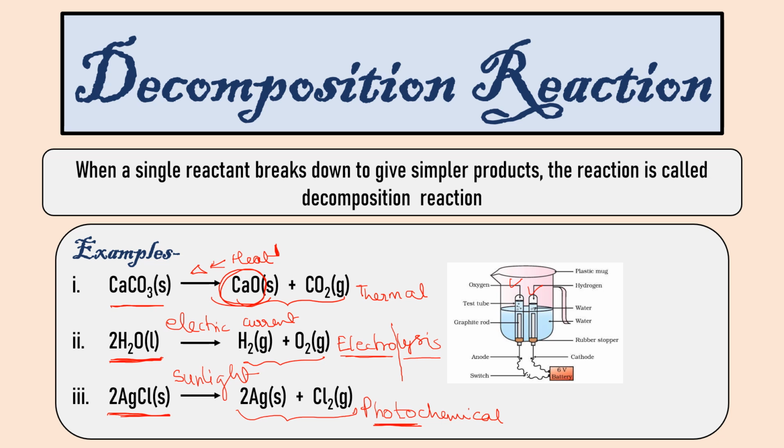So we can say decomposition reaction is of three different types. Thermal decomposition when it takes place in presence of heat. Electrolysis when the breaking down of one single reactant into two or more products takes place in presence of electric current. And when one single reactant breaks into two or more products in presence of sunlight, it is known as photochemical decomposition.